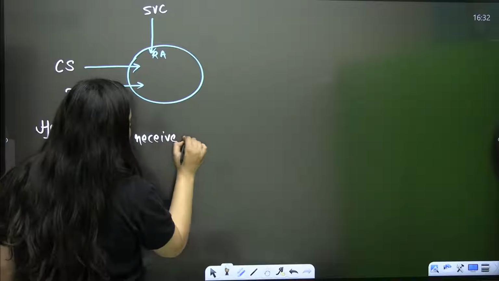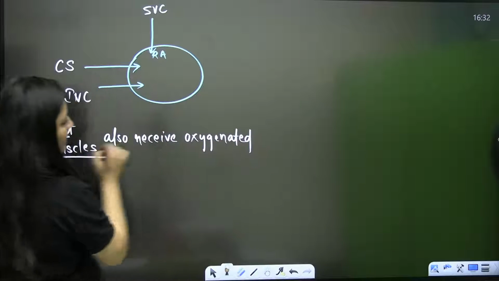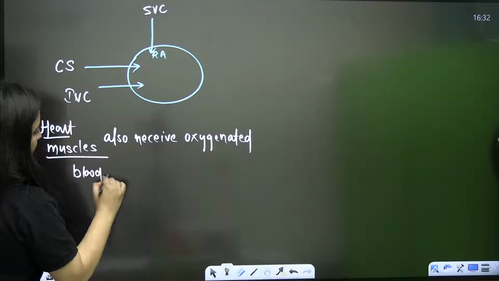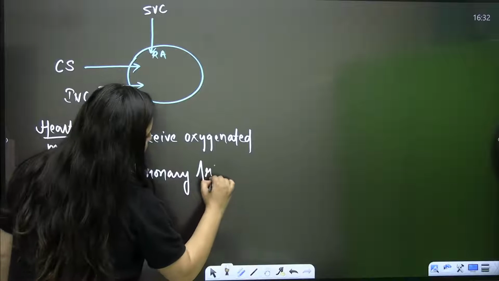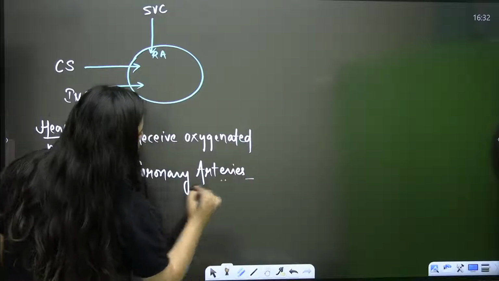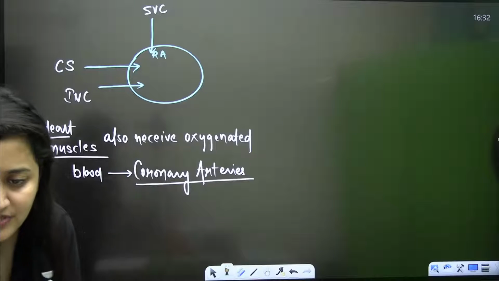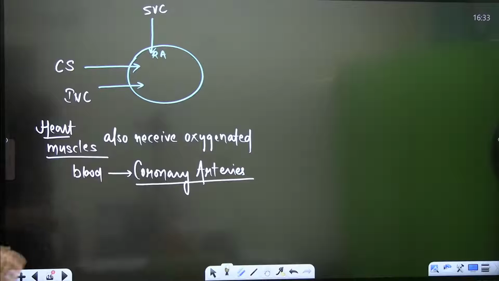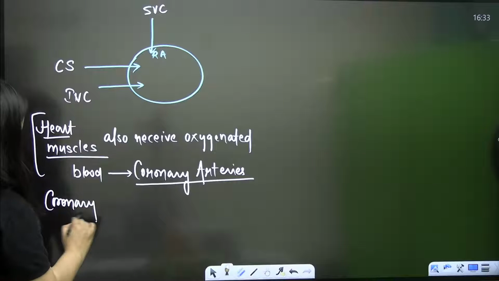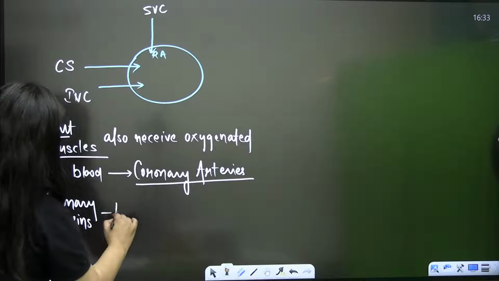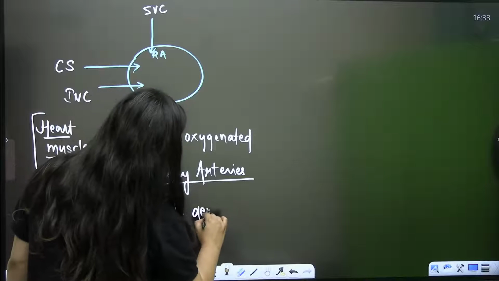They are also having their own blood vessels. They receive oxygenated blood, and who is going to pass that oxygenated blood to them? Coronary arteries. So coronary arteries are the ones which are innervating the heart muscles, first thing. And coronary veins will bring back deoxygenated blood. They will bring back what?